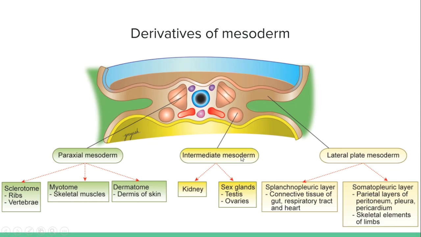Whereas the intermediate mesoderm, this one seen here where the arrow is, is divided into the kidney and the sex glands, testes and ovaries. Now take a look at the lateral plate mesoderm. This is further divided into the splanchnic layer, which forms the connective tissue of the gut, respiratory tract, and the heart. And then the somatic layer, which forms the parietal layer of the peritoneum, the pericardium, and the skeletal muscles.